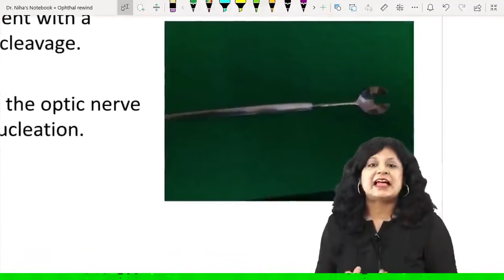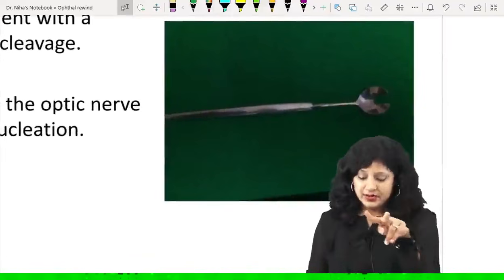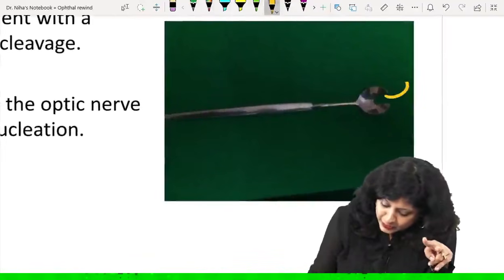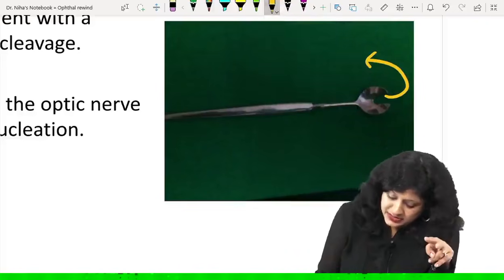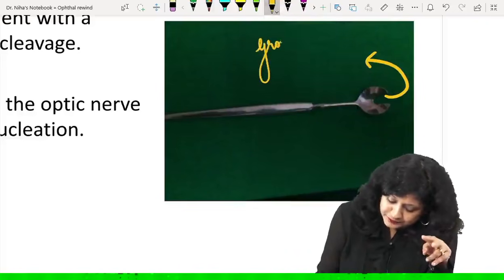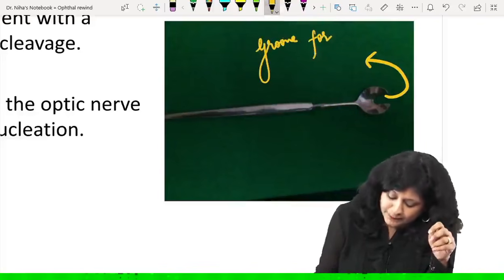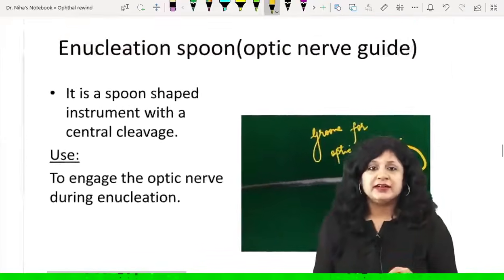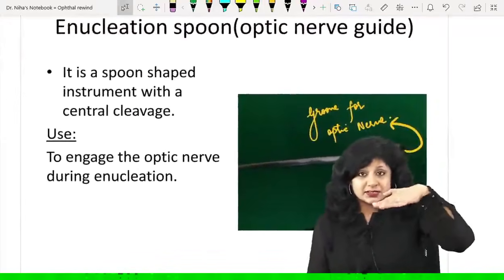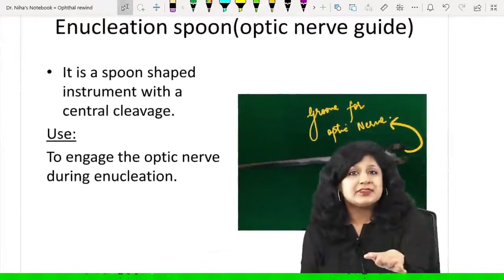It is exactly like a spoon, but you also have a groove here. Now what is this groove actually? This is the groove for the optic nerve. So why is it required? Actually, it is called a spoon because it is a spoon shaped instrument.